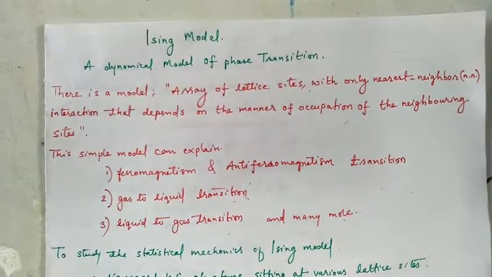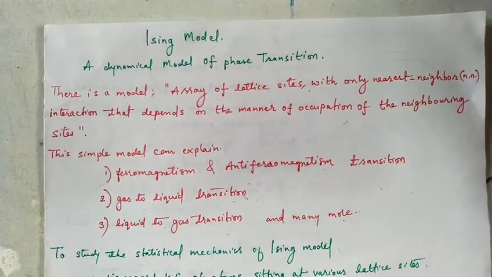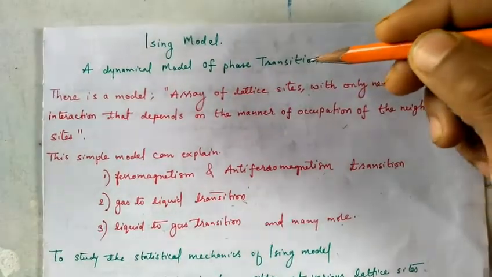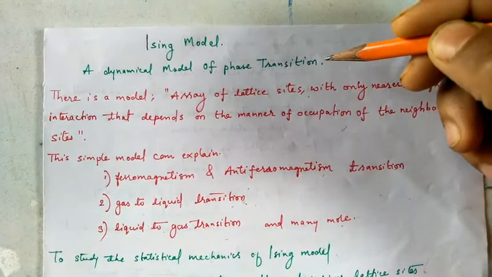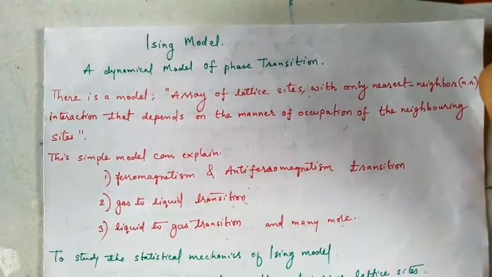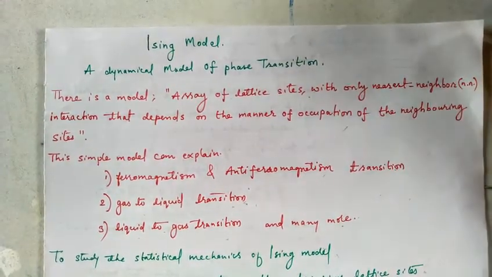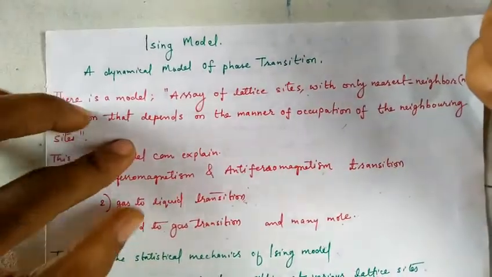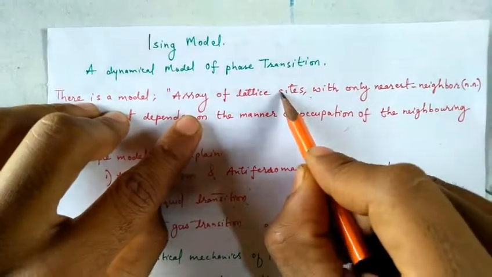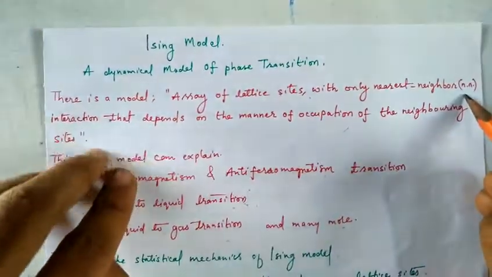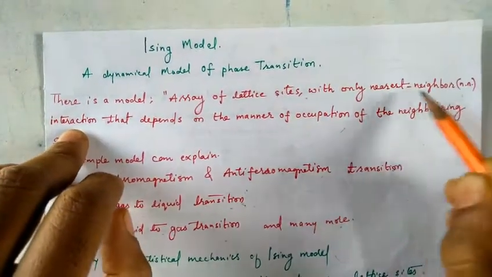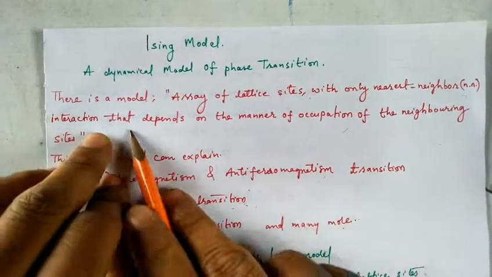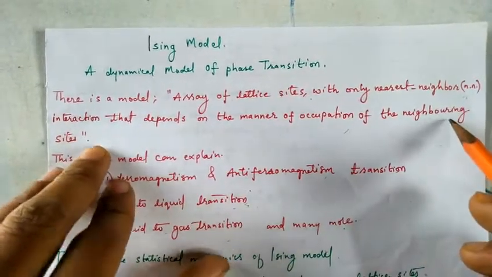Hello friends, I am Satyendra and today in this video I will explain what the Ising model is and how it explains the phase transition. The Ising model is the dynamical model of phase transition. In this model we assume that our system is an array of lattice sites with only nearest neighbor interaction, and this interaction depends on the manner of occupation of the neighboring sites.